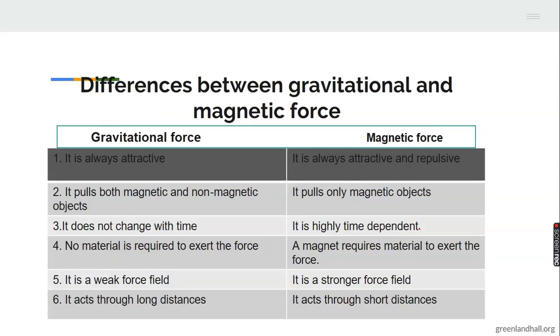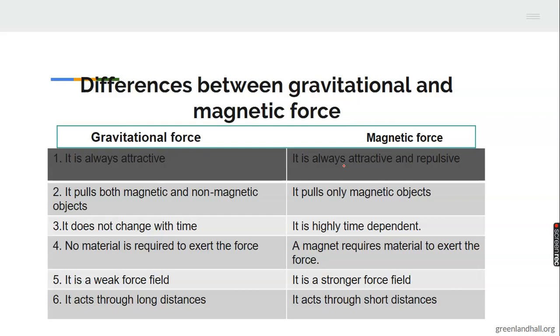So we start today's lesson. Last week we were able to know the meaning of gravitational force, and the meaning of magnetic force. So today we're going to talk about their differences. This column stands for gravitational force, while this is for magnetic force. The first one on my list says it is always attractive. That means gravitational force is always attractive. And magnetic force is both attractive and repulsive. Remember, like poles repel while unlike poles attract.